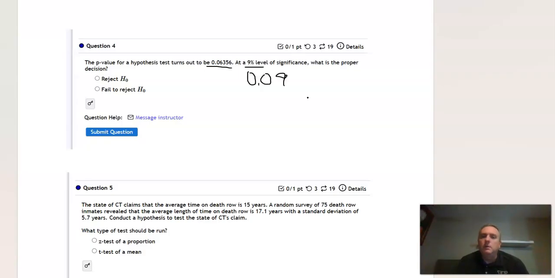So we're going to reject the null hypothesis if the p-value is less than that significance level. In this case, it is less. 0.06 is less than 0.09. So that is when we reject the null hypothesis.